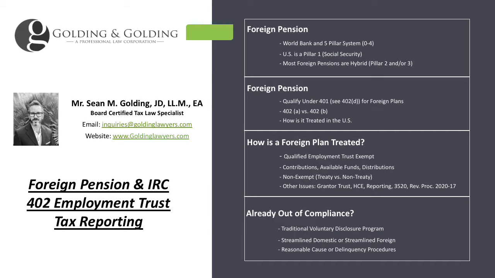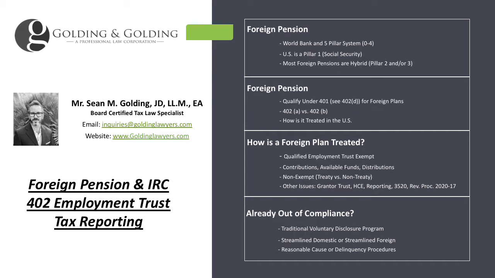We're talking about foreign pensions. So foreign pension plans are a little different. The World Bank created a pillar system back in the day. It was 3 pillars, now it's 5 pillars, to help countries with the situation where the population is just getting older. People need to prepare for retirement, right? So U.S. Social Security, for example, is going to fall under Pillar 1. Most foreign pensions are going to fall under Pillar 2 or 3.